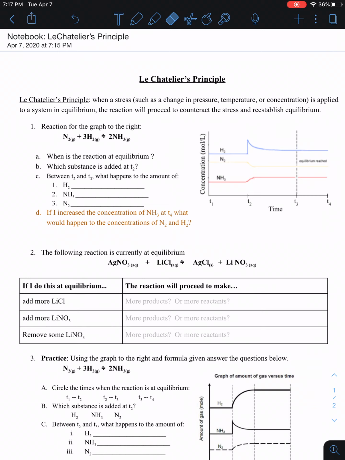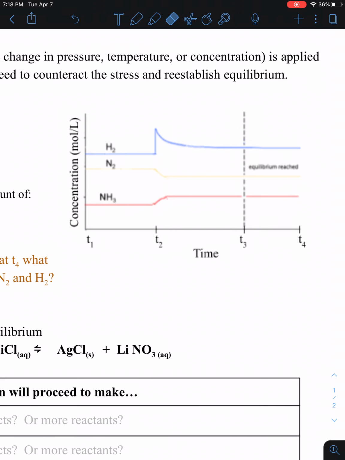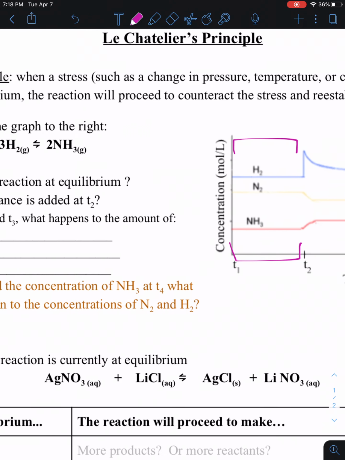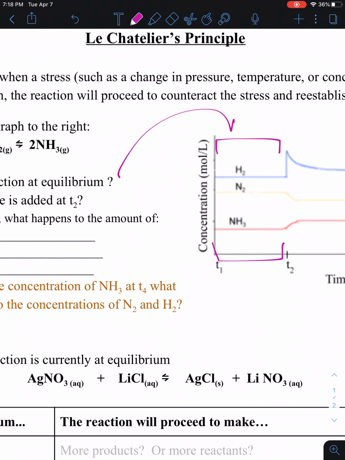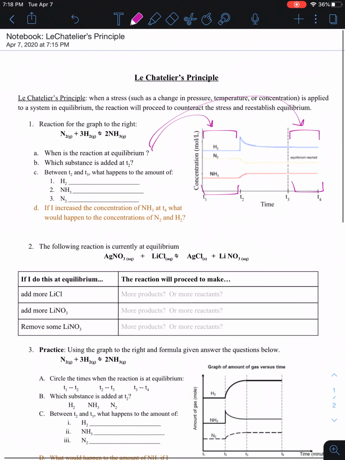The reaction for the graph on the right is right under here with number 1. When we look at this graph, we know that equilibrium happens anytime the concentrations are no longer changing as a whole. So we would see that equilibrium would be happening here and here. It's happening twice. Maybe we can just point, if you draw this in your notebook, to those two spots.